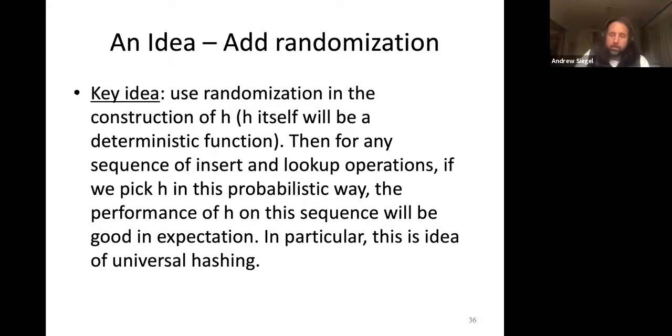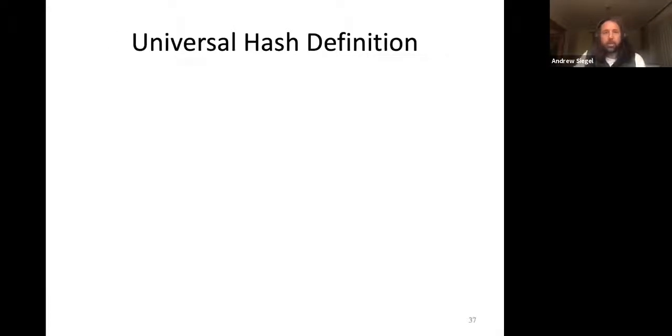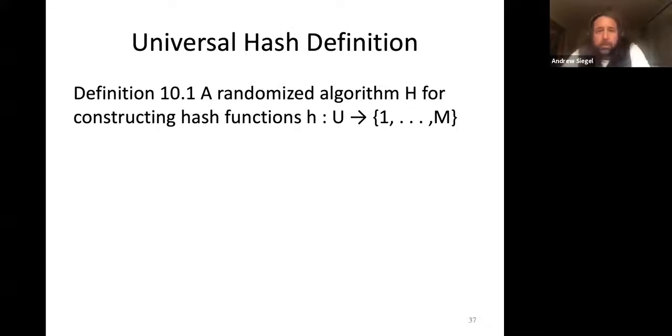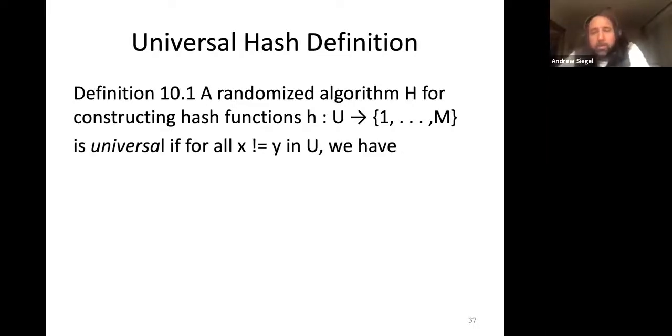So let me try to add some substance to that by giving a definition. Okay, a randomized algorithm, this is definition 10.1 because it came from another place that I wrote it. A randomized algorithm H for constructing hash functions little h that map from U, the universe of keys, to the hash bucket list 1 to capital M, which is the same terminology we've been using to this point, is said to be universal if for all pairs of keys X and Y, where X and Y are not equal in the universe U. Okay, so this is going to be true of each pair.